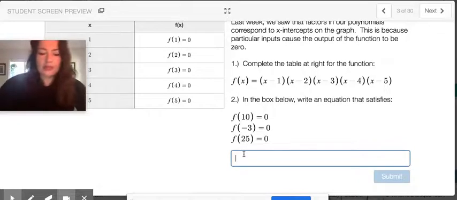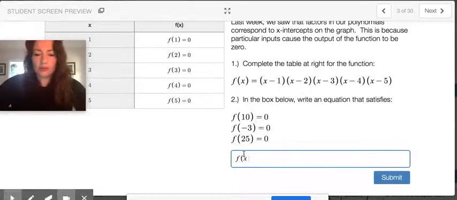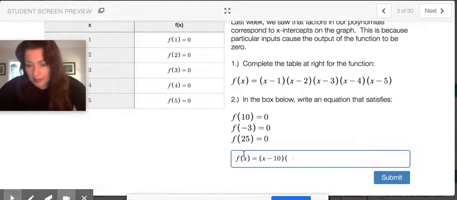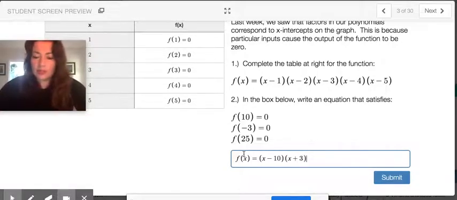So writing this down as an equation, you probably already guessed it, or not guessed it, but wrote this down. So x minus 10 is the first one. x plus 3 is the second one. And the next one would be x minus 25.